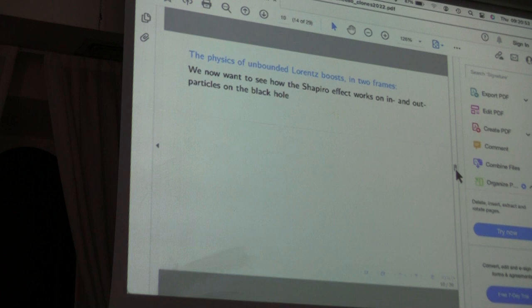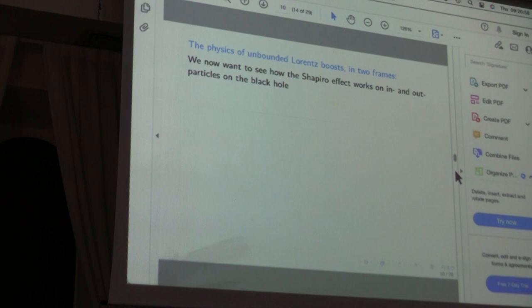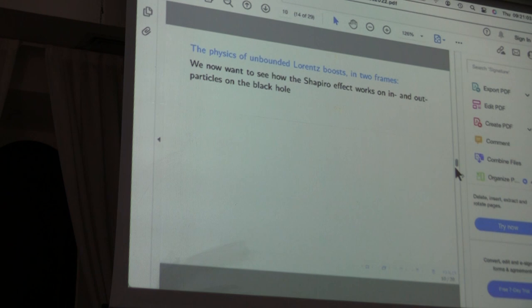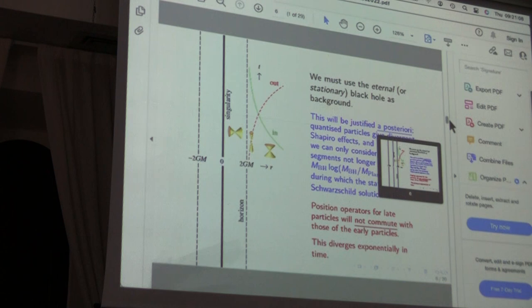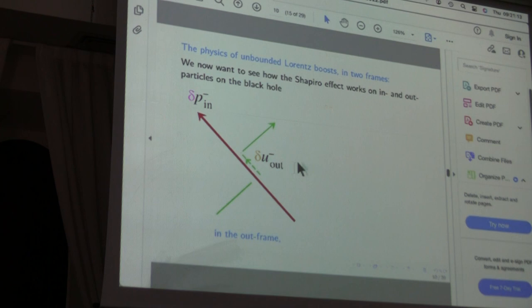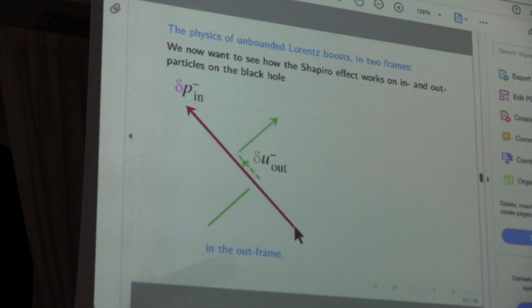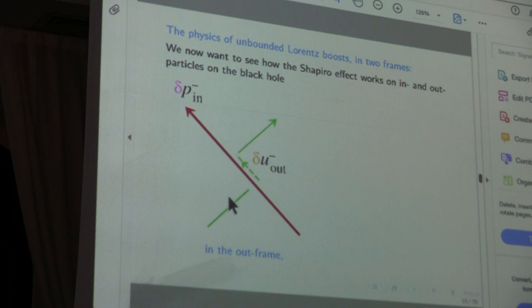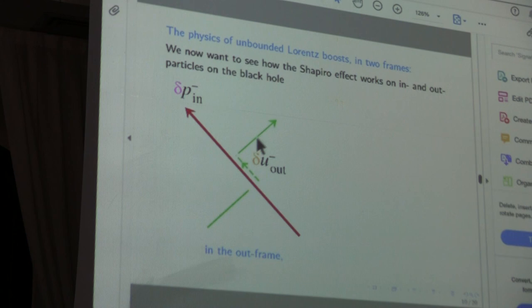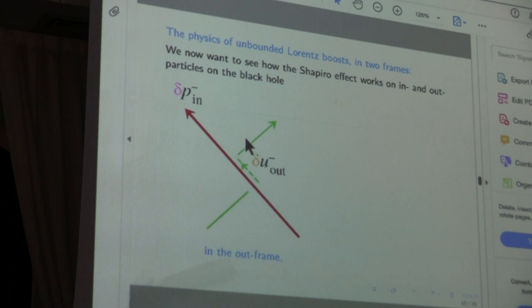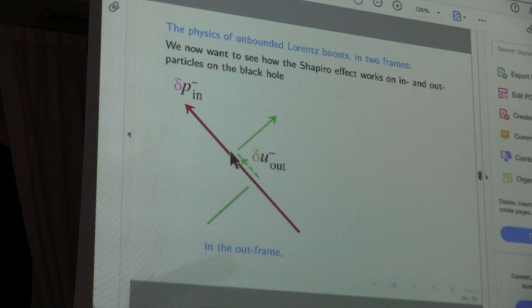So now I want to know what the Shapiro effect does, where these two particles meet, and what's happening. This is what happened. This is the Shapiro effect now for particles. So this red line is a very energetic ingoing particle. This green line is a very weak, slow particle going out. So I'm in the space-time Lorentz frame, in the frame of the green particle. The red particle moves very fast. It generates a Shapiro effect by dragging this particle along here.